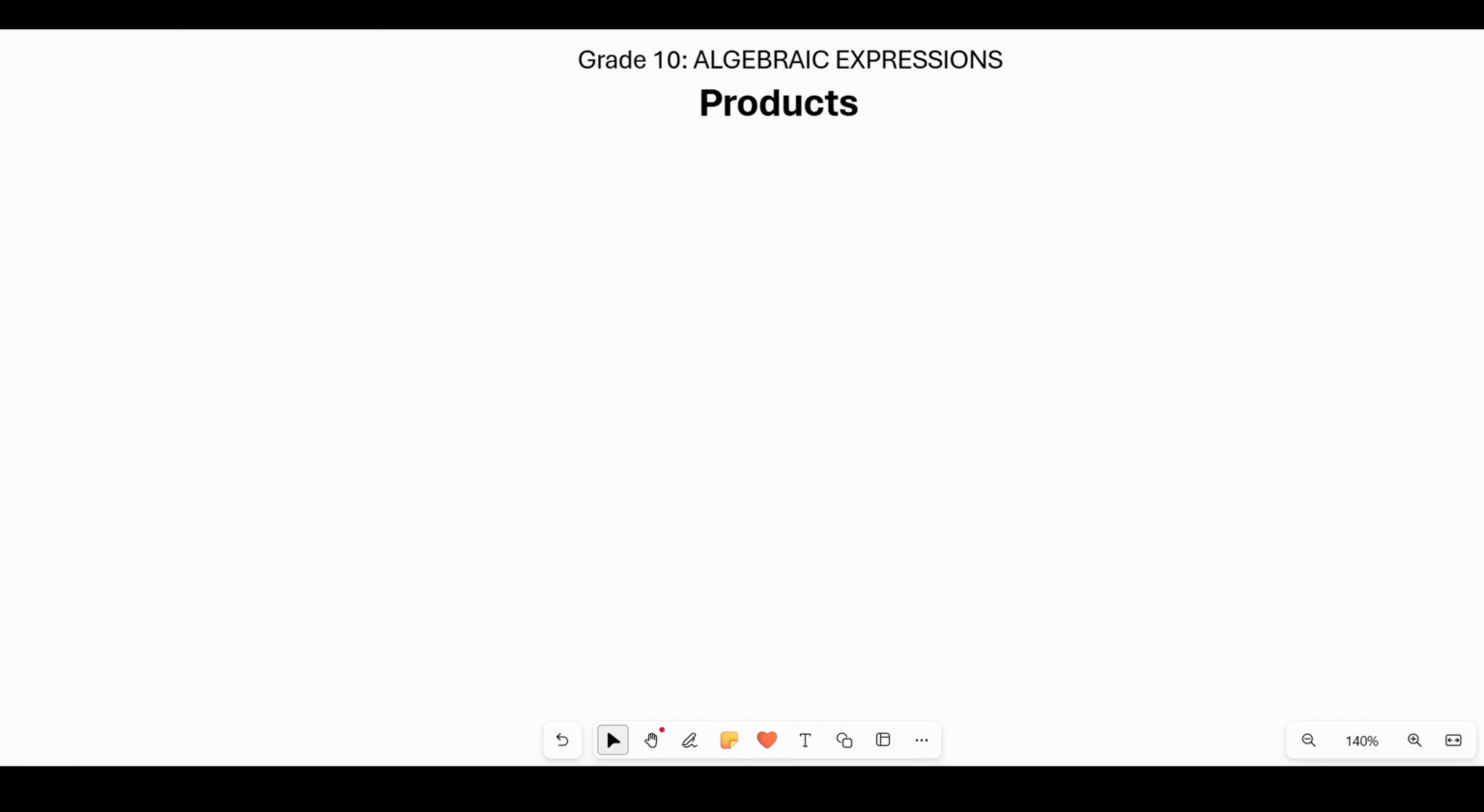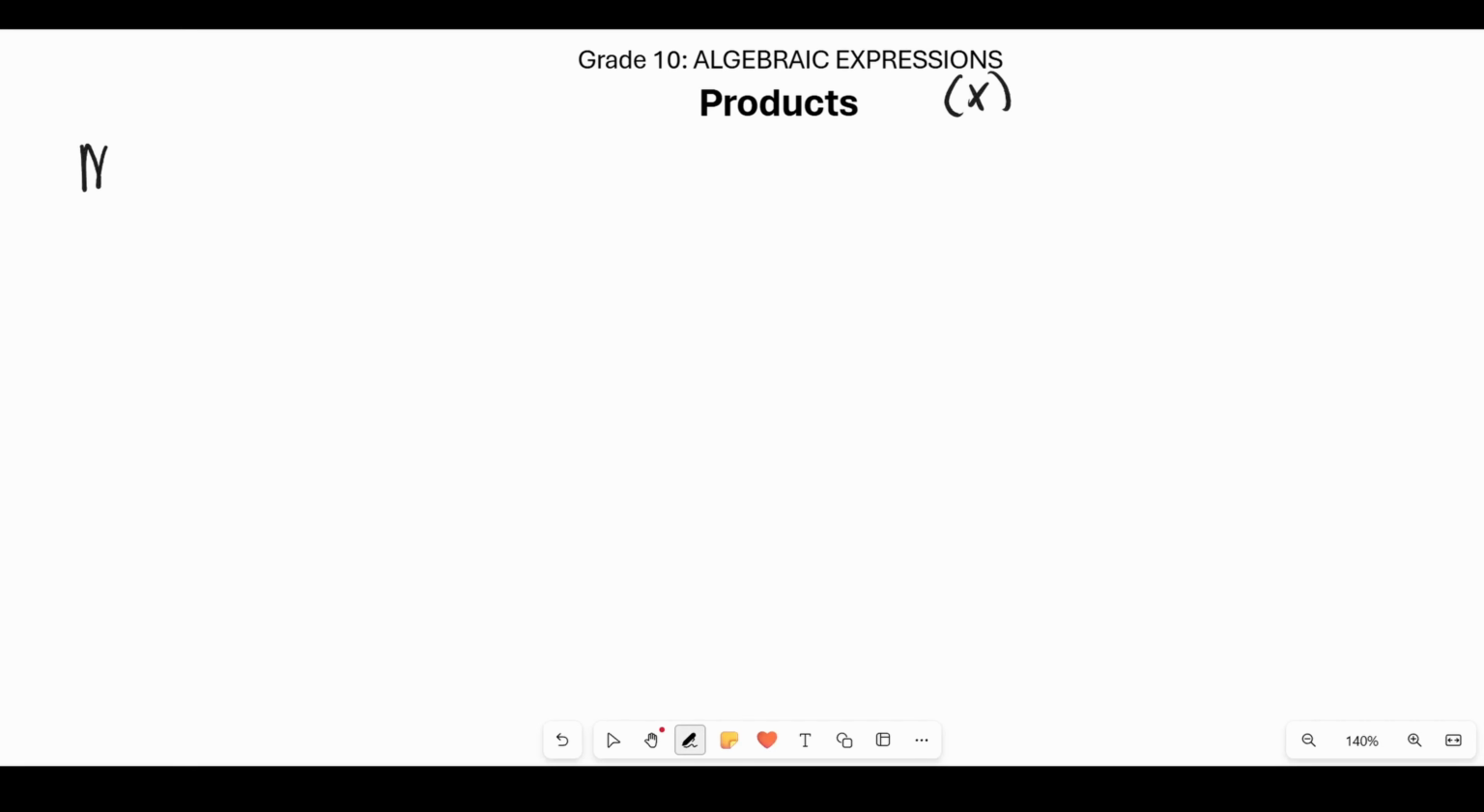We're going to be focusing on algebraic expressions. It's a continuation of the algebraic expressions that you learned in grade 9. Now we're mainly going to be focusing on products. What are products? Products are basically algebraic expressions that are always associated with a multiplication.